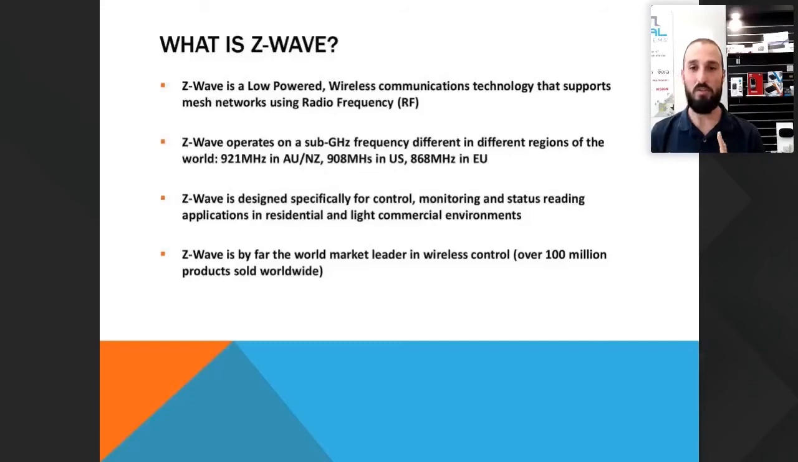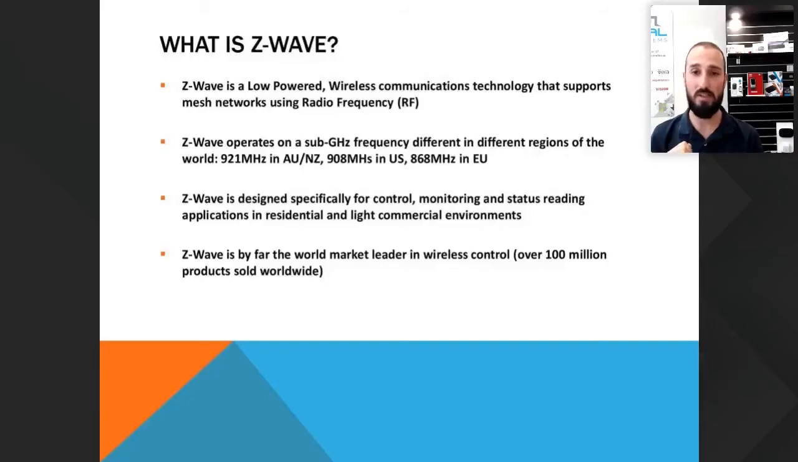But one thing that you need to bear in mind, everyone, is that when you're looking at Z-Wave from around the world, different countries and different regions do have proprietary frequencies. So in Australia and New Zealand, as I mentioned, 921 megahertz is what we run at. In the US, you can see up there on the screen, it runs at 908 megahertz. And in Europe, it's a completely different one again, 868.